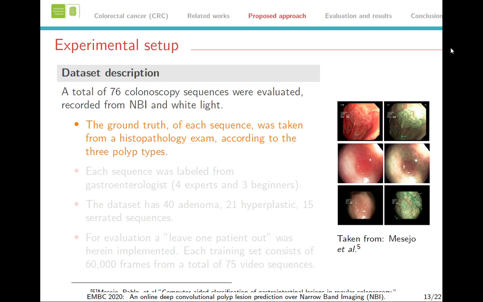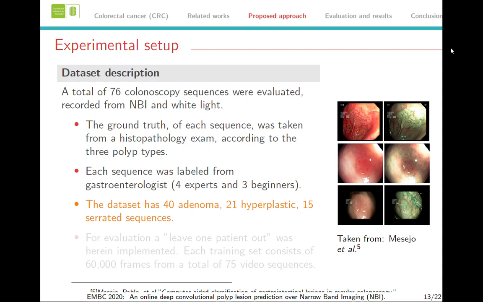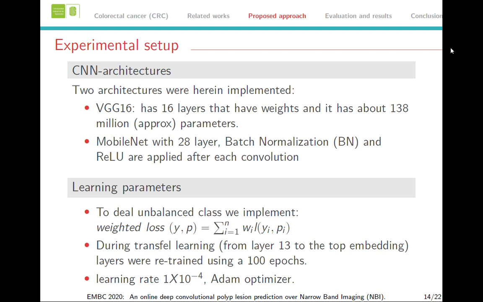The dataset used contains as main characteristic both white light and NBI sequences, tagged by histology, with the opinion of experts and beginners. The dataset has 40 adenomas, 21 hyperplasias and 15 serrated. As a validation technique, we use a leave-one-patient-out strategy. Within our approach, we work with two CNNs, VGG16 and MobileNet. To deal with the unbalanced classes, we work with a customized loss function.